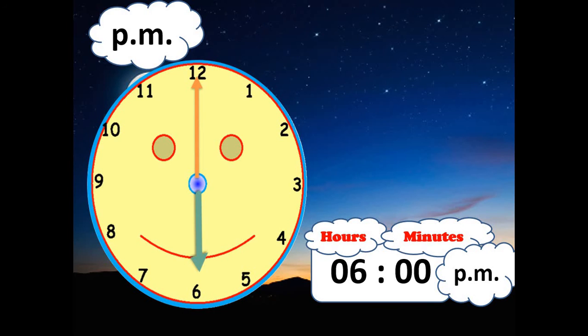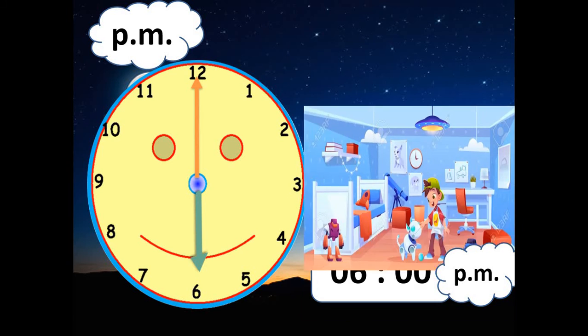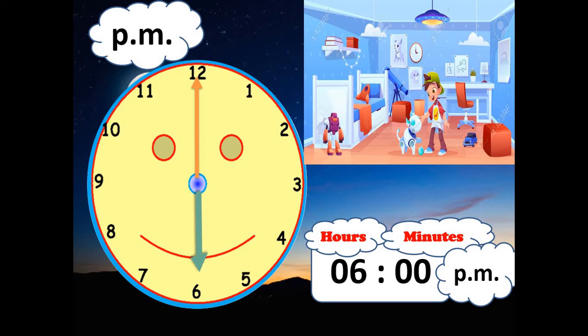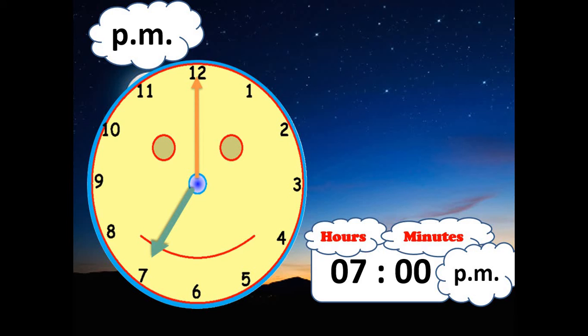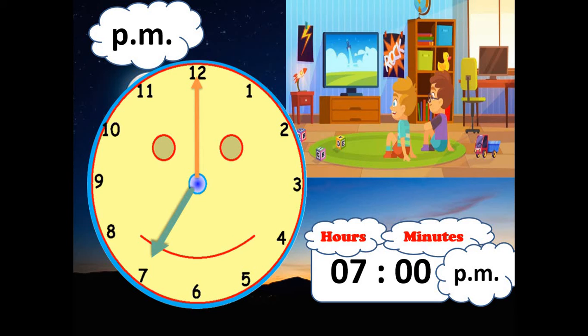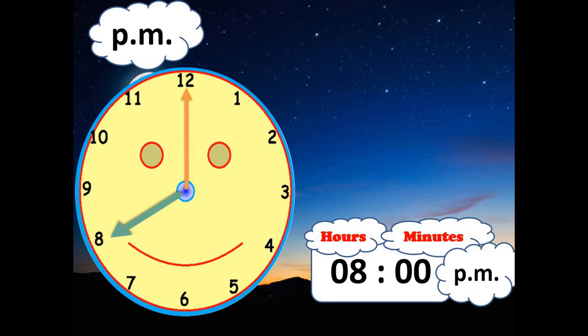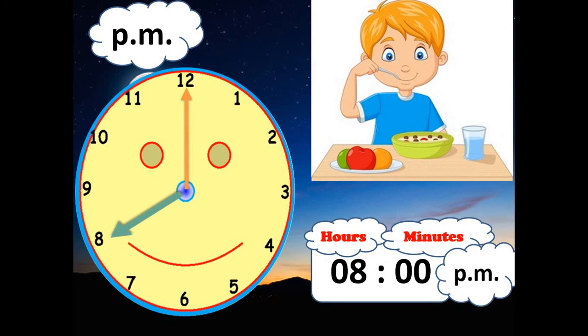What about 6 o'clock p.m.? Now it's night. What are you doing? You are playing. Yes, you finished studying and you are playing with your toys. What about 7 o'clock p.m.? What are you doing at this time? Now you are watching TV. Got it. And at 8 o'clock p.m. at night, what are you doing at this time? Got it. You are now having your supper.